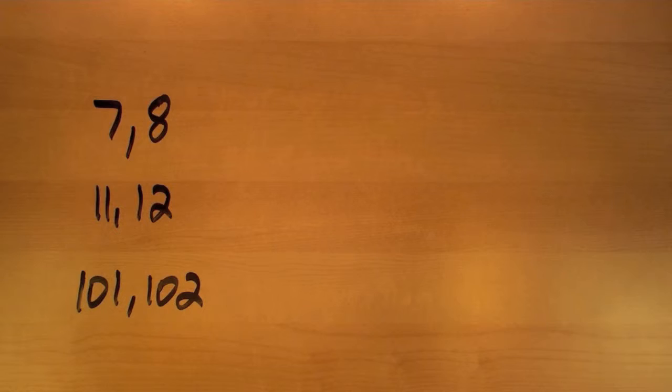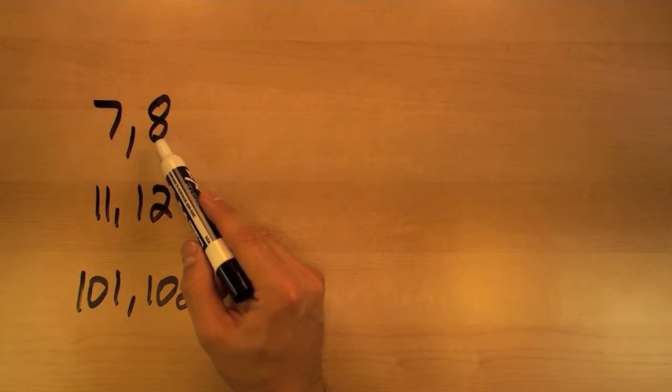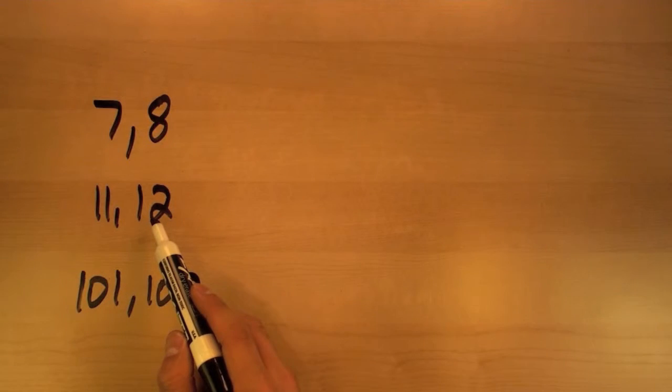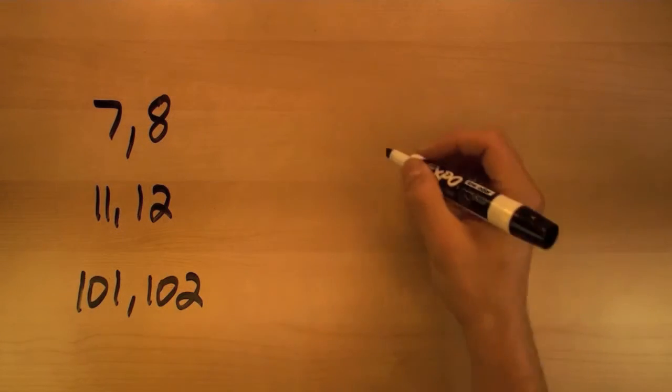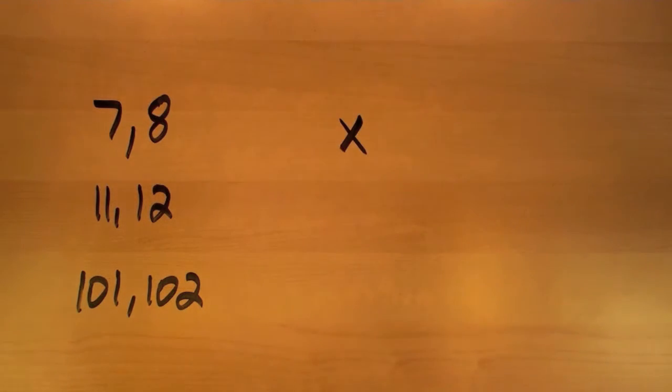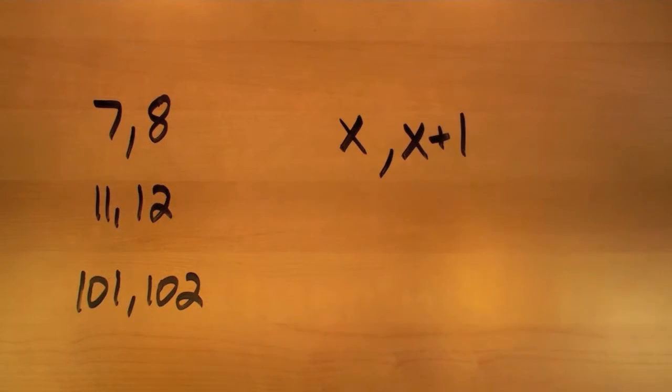So to represent these, you have to ask yourself, how do I get from one number to the next consecutive integer? Well, how would you get from 7 to 8? You add 1. How do you get from 11 to 12? You add 1. How do you get from 101 to 102? You add 1. So whenever we're doing a problem with consecutive integers, if one of our unknowns is one of the numbers x, then we can represent the other quantity, the next consecutive integer, with x plus 1.